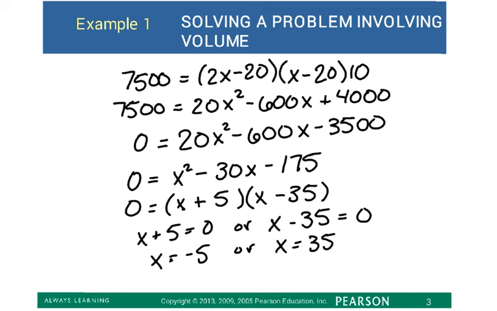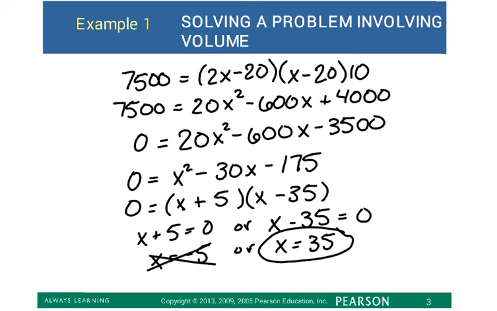Well, I'm going to say let's reject that x is equal to negative 5 because we cannot have a negative width or a negative length. So let's get rid of that. And let's say x is equal to 35. Well, that makes more sense because it is a positive number.